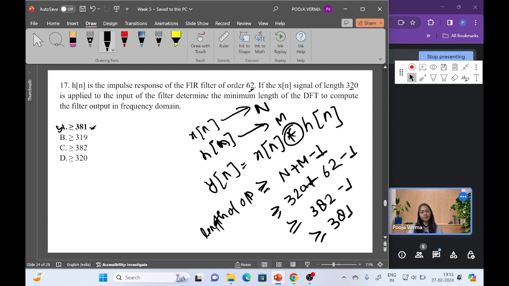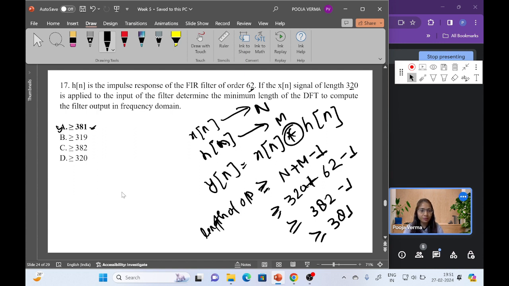How will you find n plus m minus 1? This is the formula for measuring the length of the DFT signal in the frequency domain. Okay, so moving to the next question.